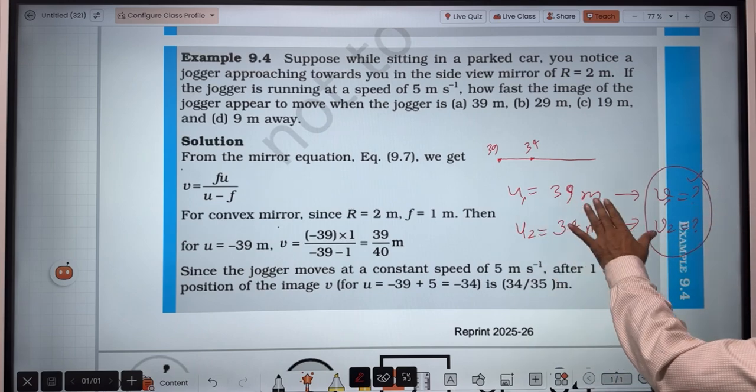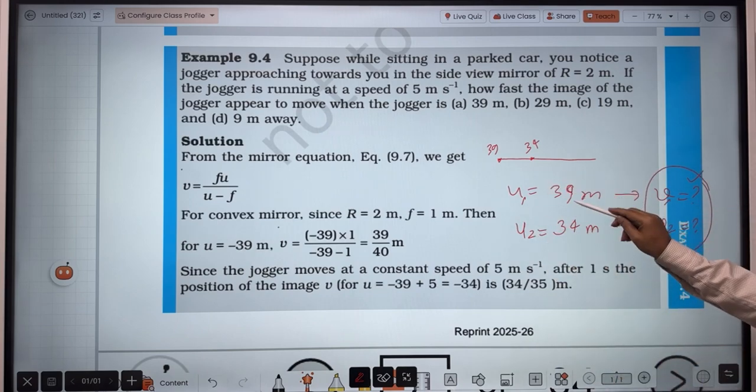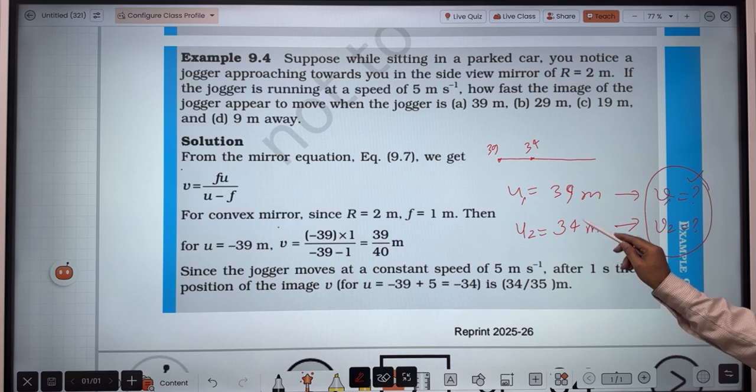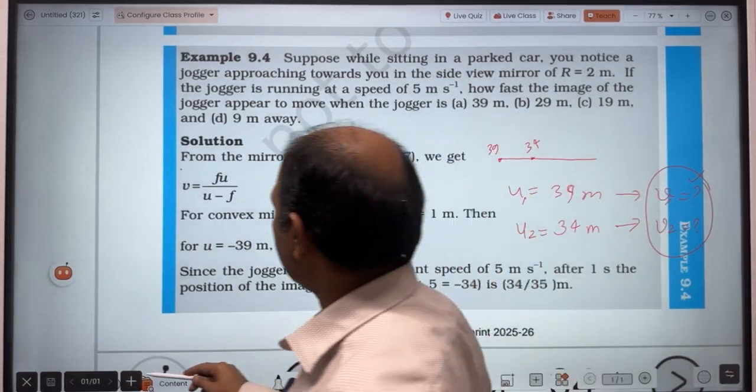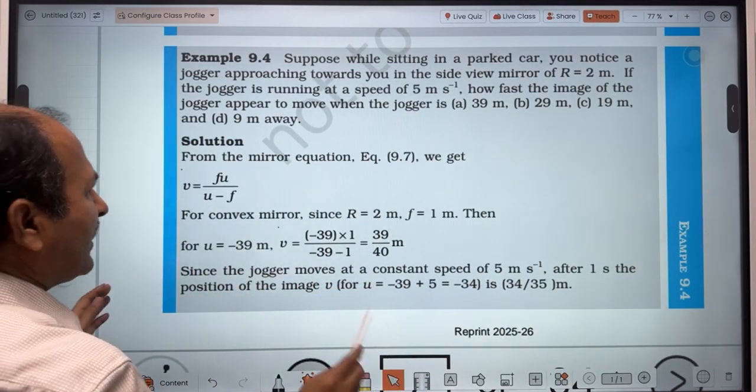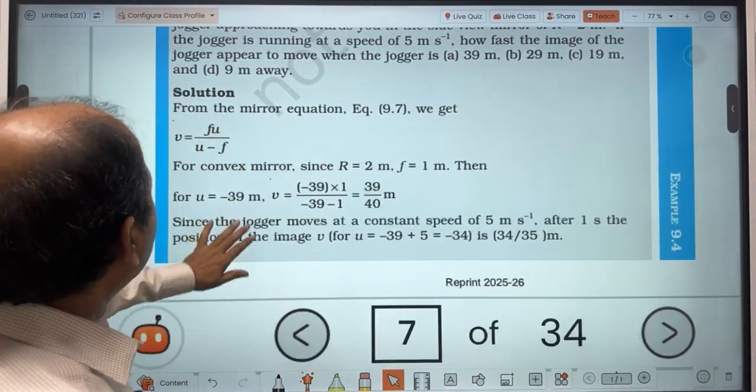So very simple. Speed of object can be found from here: 39 minus 34 divided by 1. Similarly, speed of image can be found from here. We have got two values of V, and then find the difference. Time is 1 second, so that will be the speed. So the same thing is done here for all parts. This is a very simple concept.